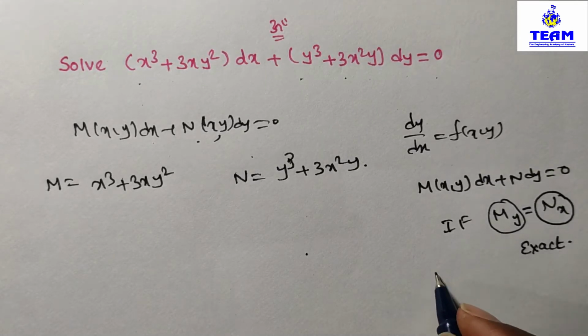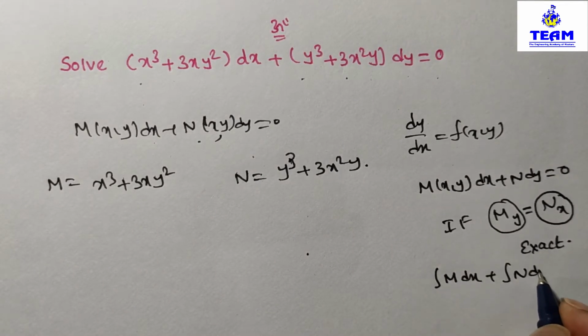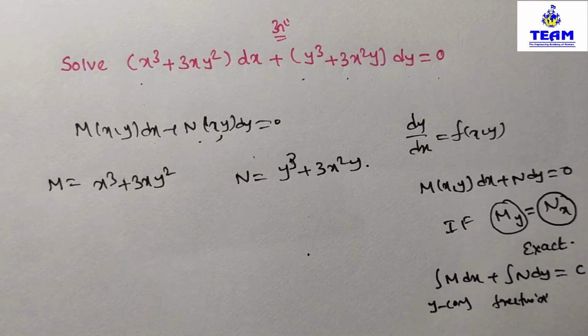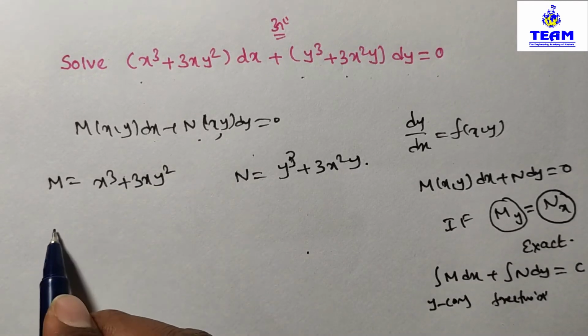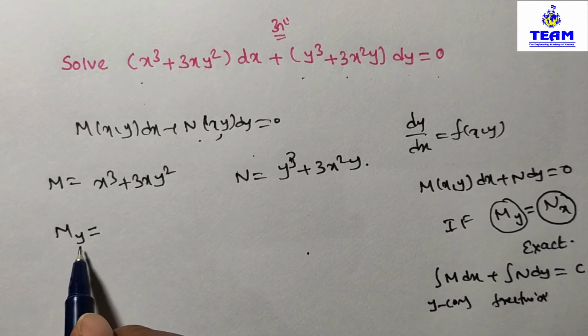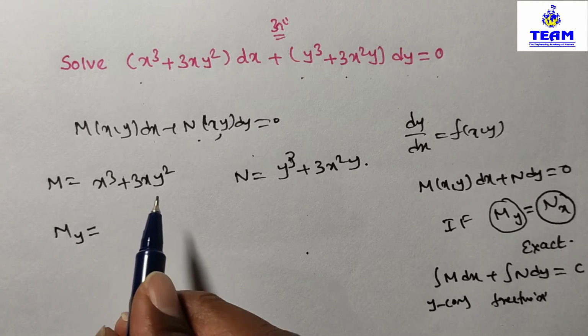If it is exact, then we have a general solution: integral of M dx plus integral of N dy equals a constant. Here y is a constant, and the second integral is free from x terms, or independent of x terms. Now I am verifying ∂M/∂y. I am differentiating M partially with respect to y. While differentiating partially with respect to y, we have to treat all other variables as constants.